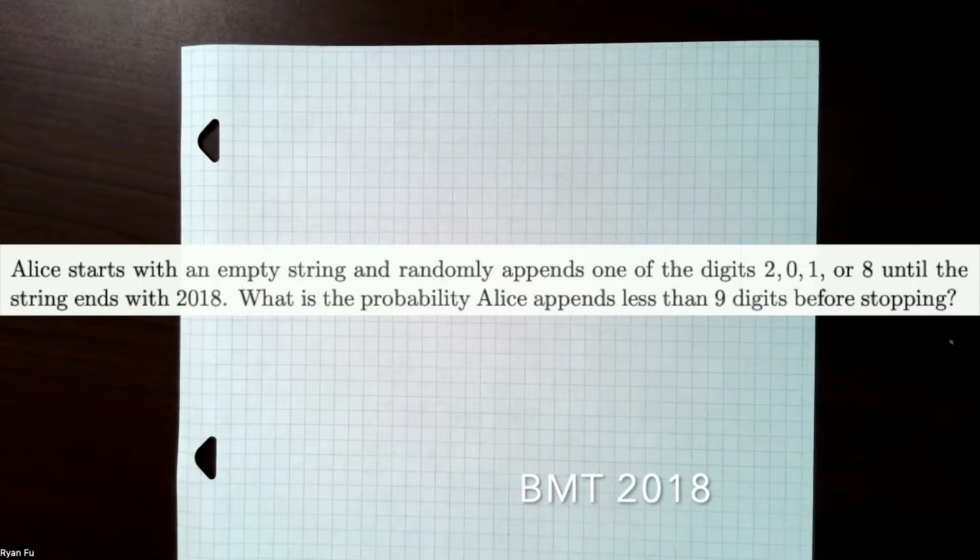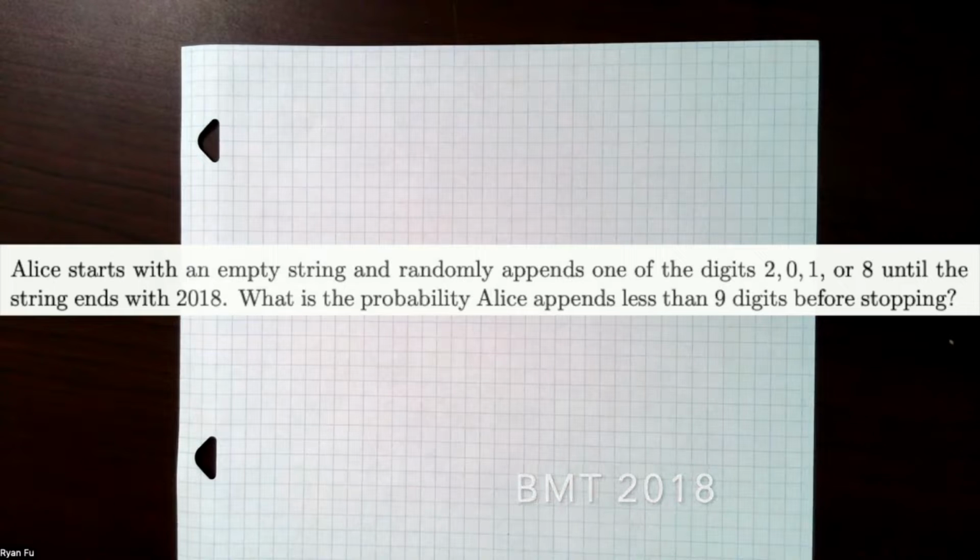So Alice has a string and she's appending the digits 2, 0, 1, and 8 to it. And then she stops if it ends in 2, 0, 1, 8. And we want to find the probability that she stops when the length of the string is less than 9. So we see that the case recap first looks kind of messy.